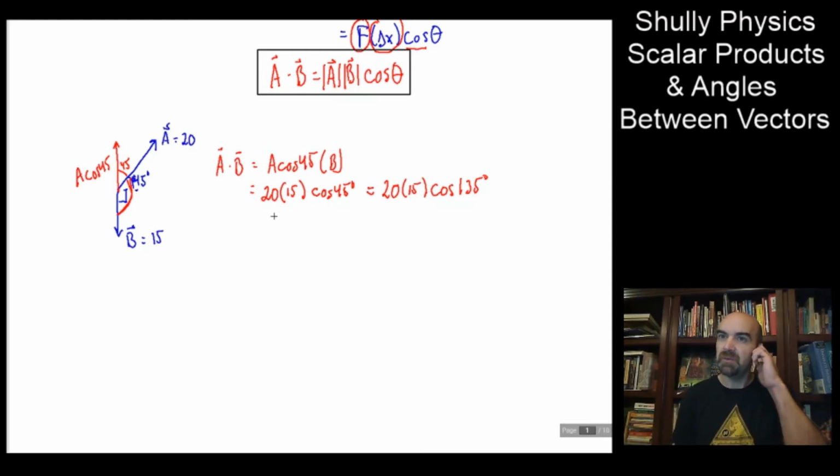Now, what if these were in IJK format? What would that look like? Well, vector A would have to define a little bit here. Let me turn on my calculator.